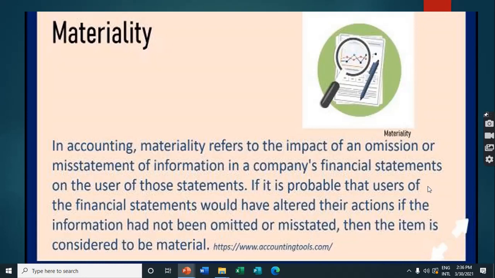So, that is, something is omitted and your decision was not changed. By that, I think the item is not material. So, kapag hindi nag-change naman yung decision mo, then yung item is not material. So, yun yung sinasabi ng materiality concept natin.